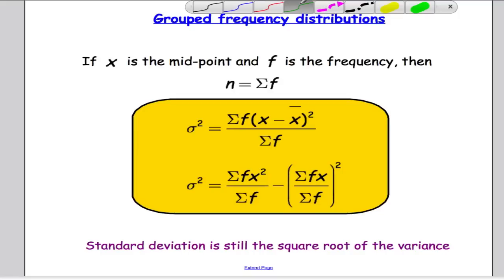Now, once again, I would highly recommend that you just remember this formula, because this one is far easier to use than this one. And it's a similar one. It's the mean of the squares minus the square of the mean. And once again, the standard deviation is still the square root of the variance. So let's just have a look at this in action.